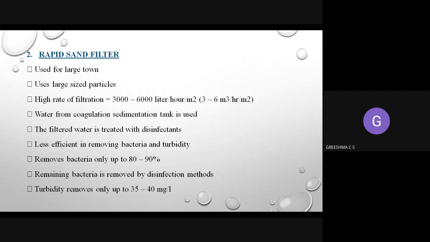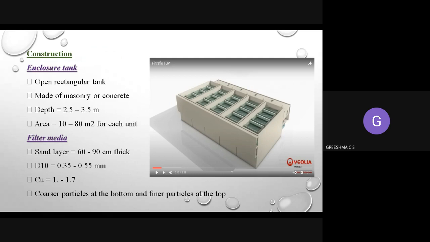As we have discussed before, the working of the rapid sand filters. Rapid sand filters are mainly used for large towns. They have a high filtration rate and can also remove turbidity up to 30 to 40 mg per liter. One disadvantage of rapid sand filters is that they cannot remove bacteria as efficiently as slow sand filters. They can remove bacteria only up to 80 to 90 percent. We have covered all these portions.